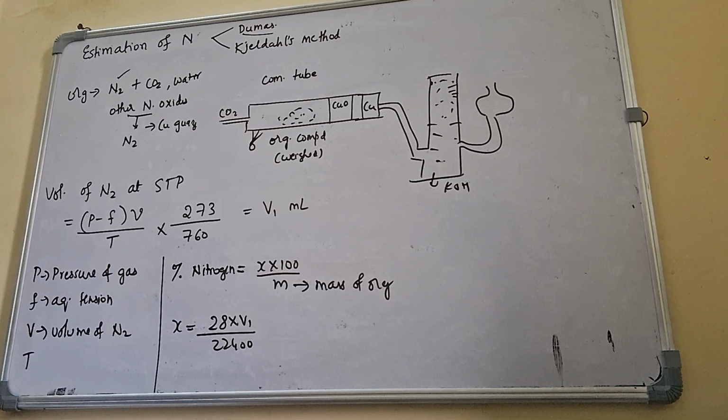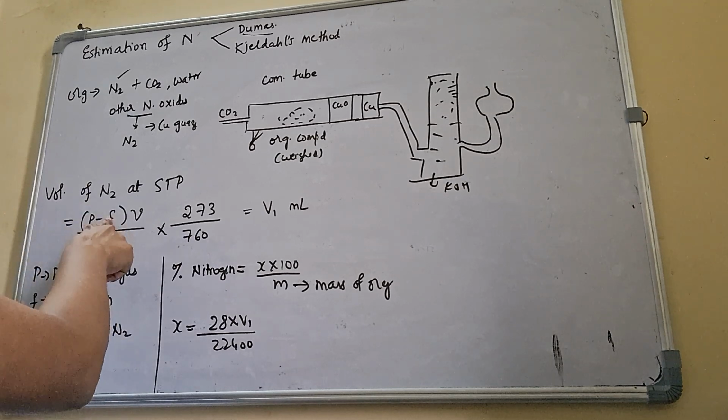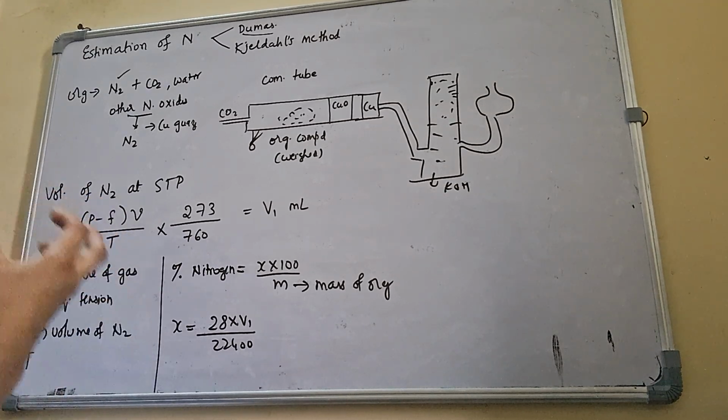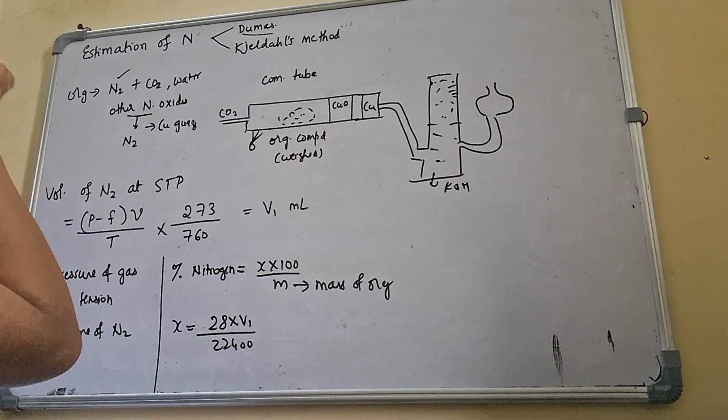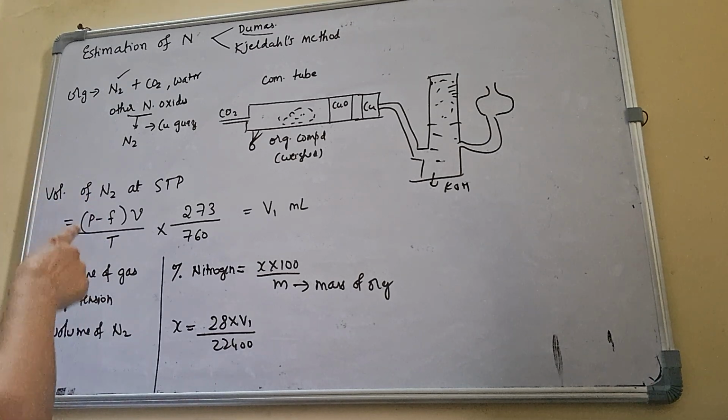Now, what is this aqueous tension? It is the pressure exerted by the water vapor, and the pressure of dry nitrogen is the pressure inside minus the aqueous tension. So that's the reason we are going to subtract it. The P minus F is actually giving you the pressure of the gas, since the measured pressure included the aqueous tension. That's the reason you're subtracting it.